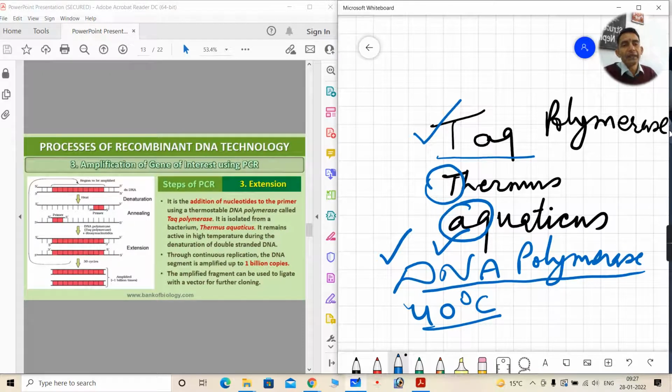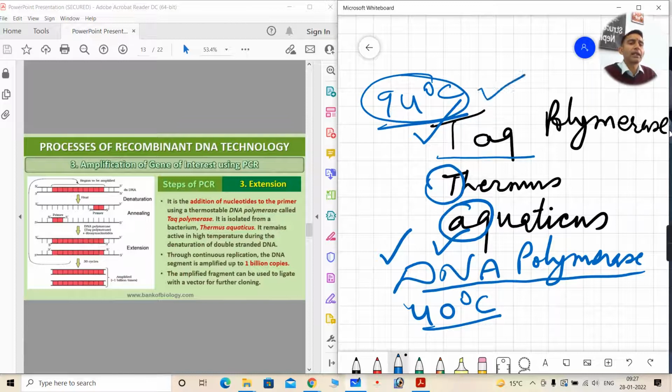So we are increasing the temperature up to 94 degrees Celsius in the first process, that is denaturation. So we need an enzyme that doesn't get denatured at this high temperature, and we have got it from Thermus aquaticus, because this bacteria is living in hot springs where it's sometimes more than 100 degrees Celsius. It means all its enzymes are working at 100 degrees Celsius also. That's why this enzyme is obtained from this bacteria.